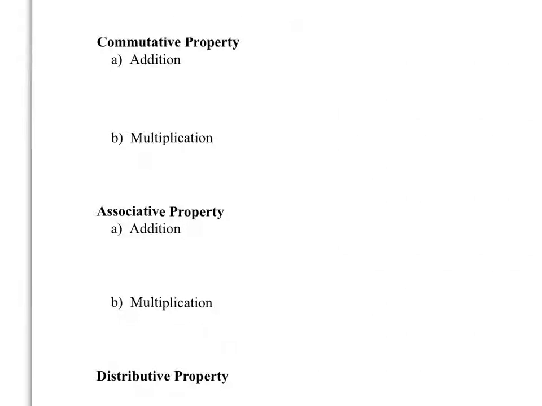For example, if I've got something like 3x plus 5x, it's exactly the same thing as adding 5x plus 3x. So the commutative property of addition says that addition can be done in either order and the results will be exactly the same.